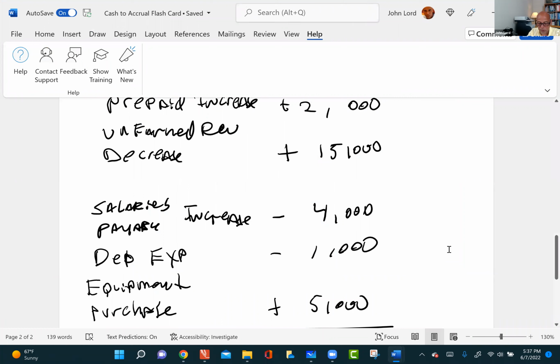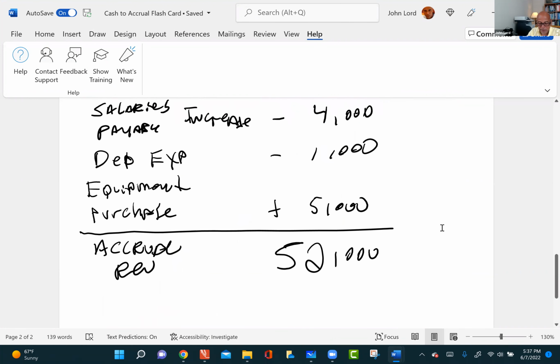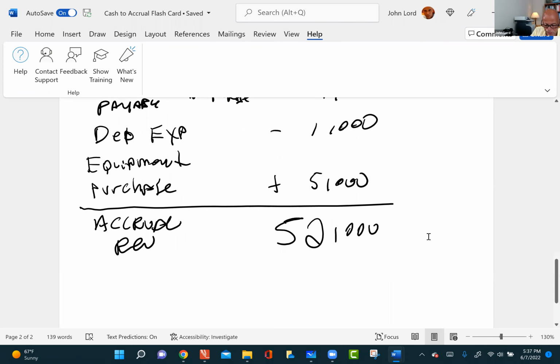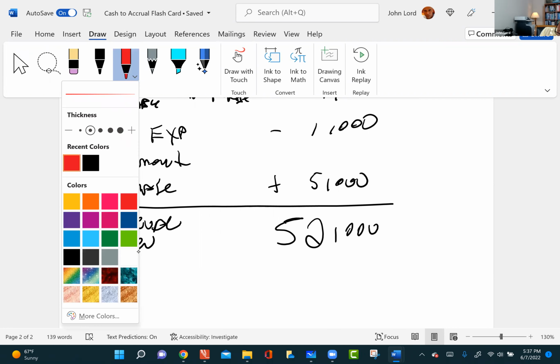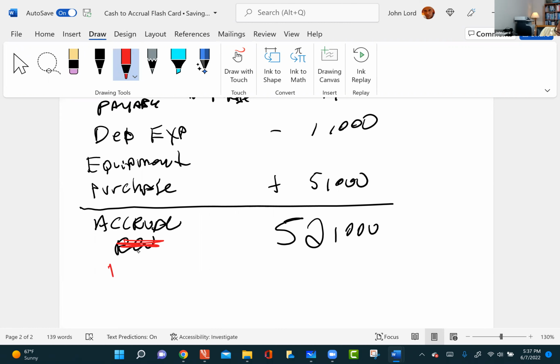I always have to subtract depreciation. That's probably the easiest one you'll have to deal with, right? So I subtract that. And then the purchase of equipment, the rule says you have to add that back because you're treating that as an expense. Okay, and when you do that, then the accrual net income is 72,000.